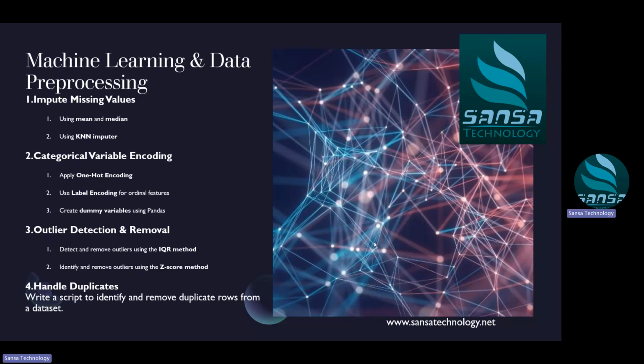All right, the last section, machine learning and data preprocessing. I put a solution around imputing missing values using mean and median or KNN imputer. If you are dealing with any kind of data science project, this is going to be very critical. Then we have categorical variable encoding. You most likely will get categorical values in your features, and you need to know how to encode them into numeric values so you can impute.